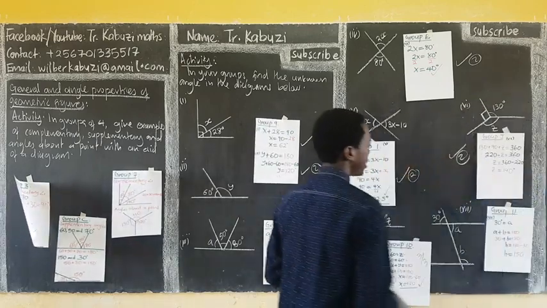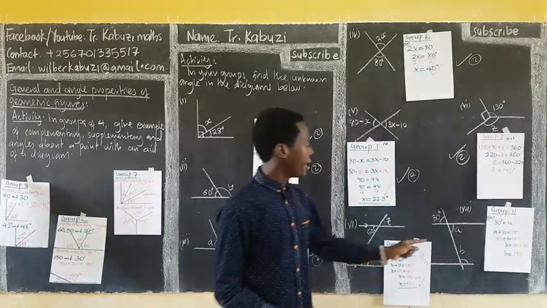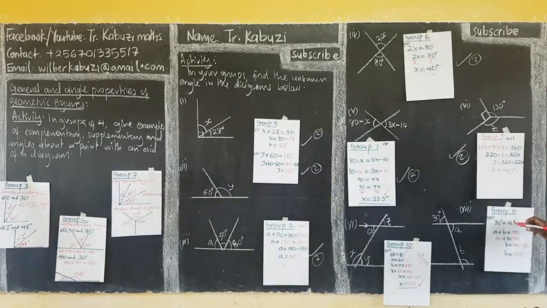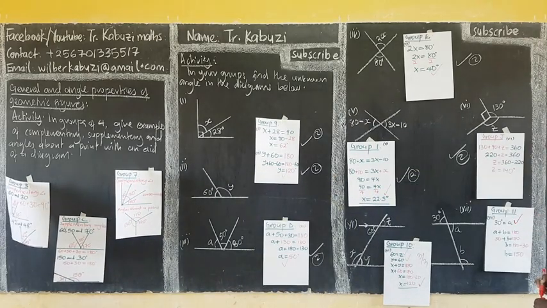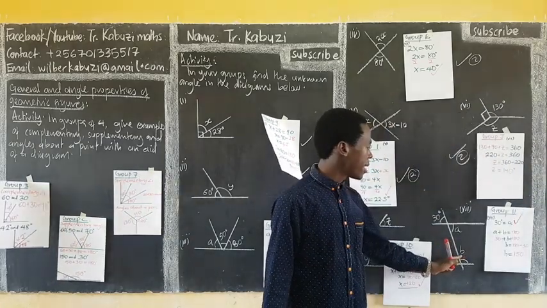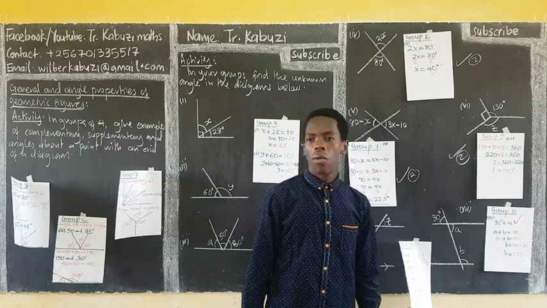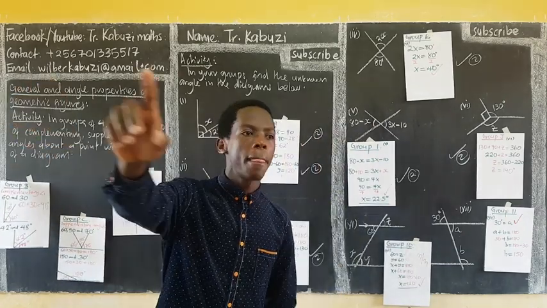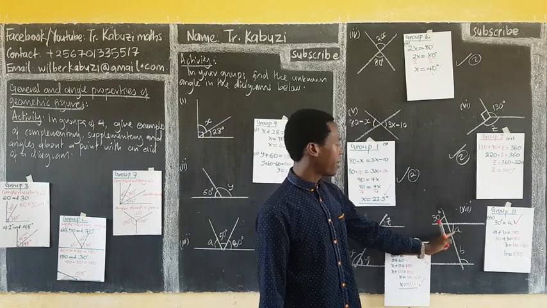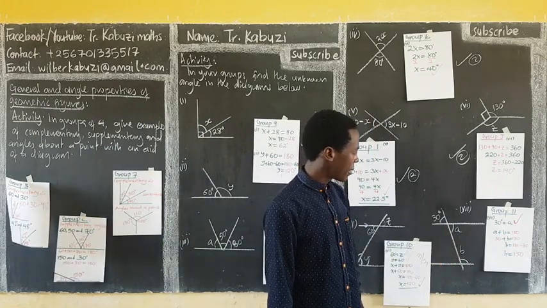Then when you come to this, you say A is equal to 30, which is okay for the property we know now. Then what about this one? Which properties are they using? It's saying when you add this plus this, you get 180. Which property is that? Corresponding angles.